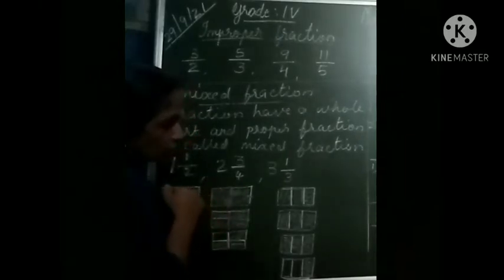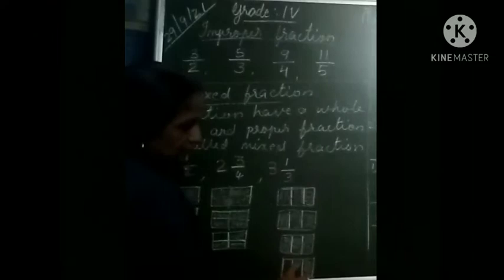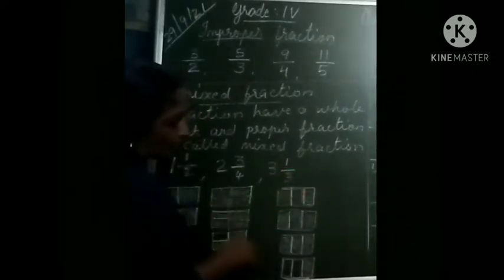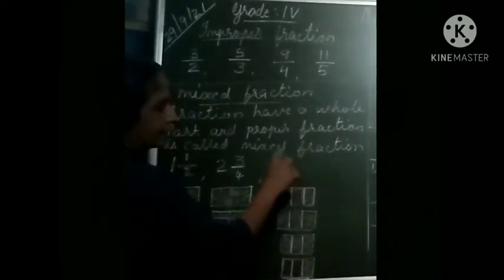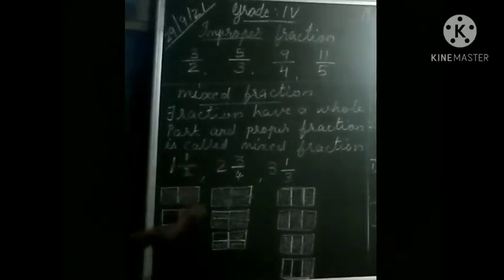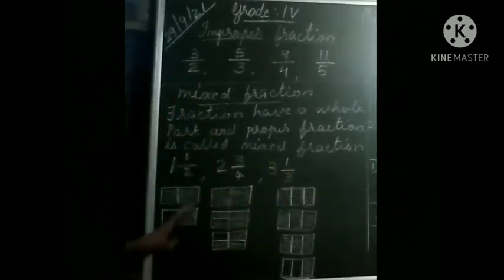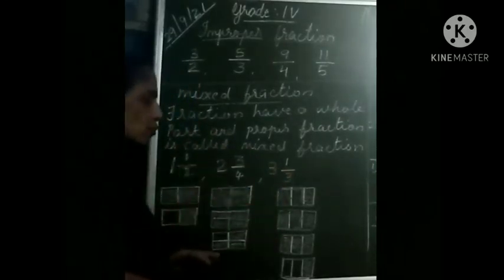Then how much did I take in total? 3 full, and out of the fourth halwa I take 1 by 3. Total, of 3 pieces I take 1. This is called a mixed fraction. Mixed fraction means something full and also some proper fraction. 1 and half, 2 and 3 by 4, 3 and 1 by 3. These are called mixed fractions.